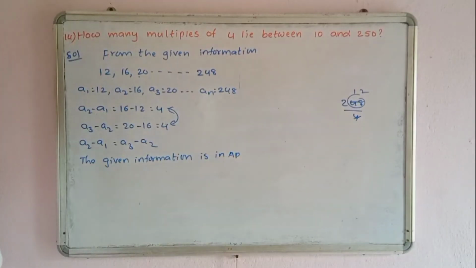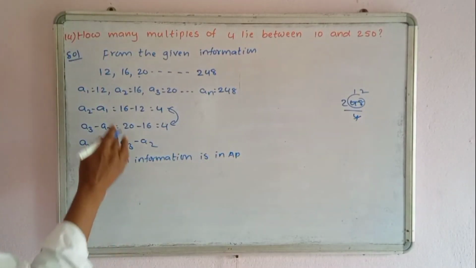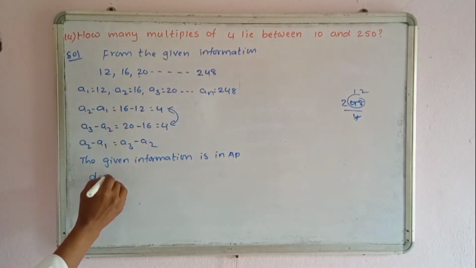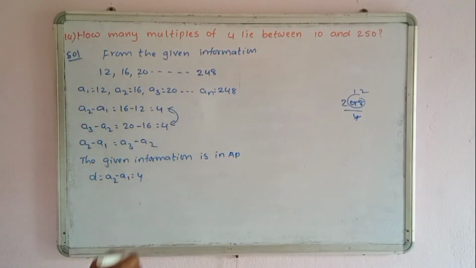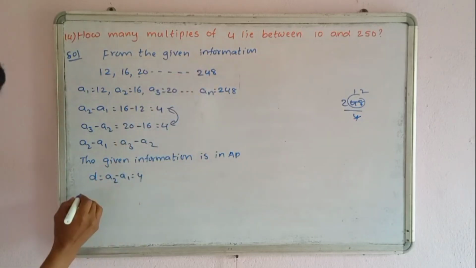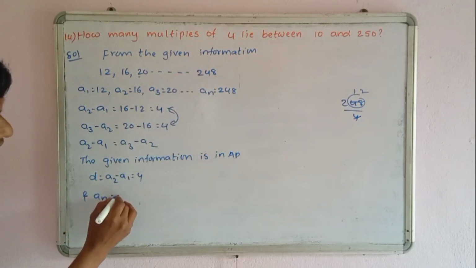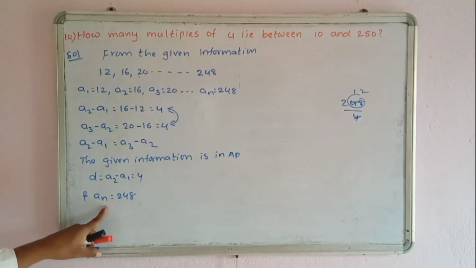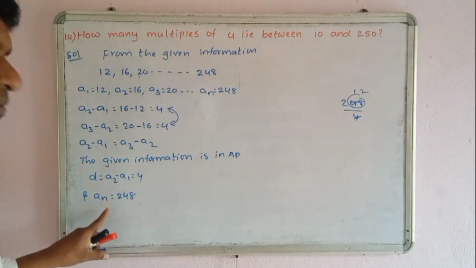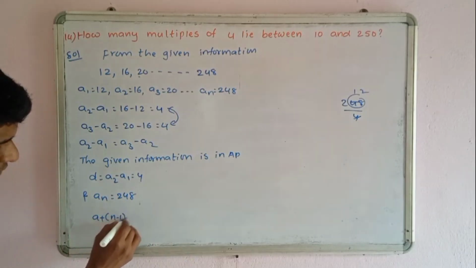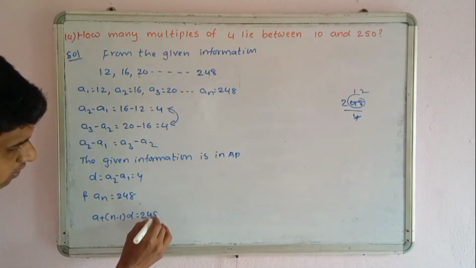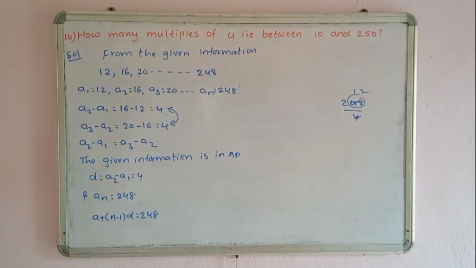So in the AP, what is the common difference? D equals A2 minus A1, or A3 minus A2. A2 minus A1 value is 4. Okay. And An, what is the value of An? An equals 248. Now we will find the value of N. How many terms is nothing but N. So An is nothing but A plus N minus 1 into D equals 248. Here A is nothing but A1, which is 12.